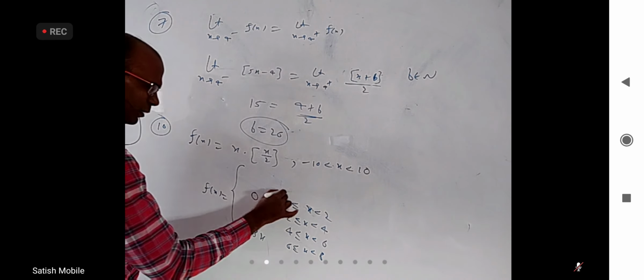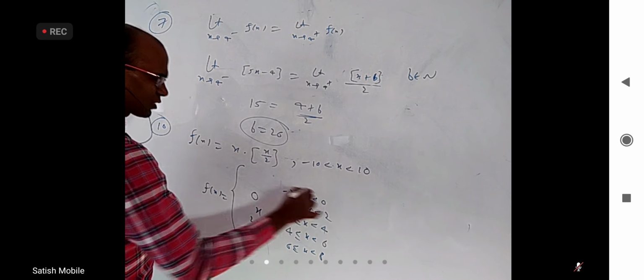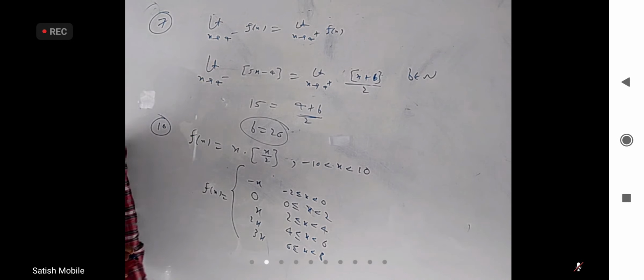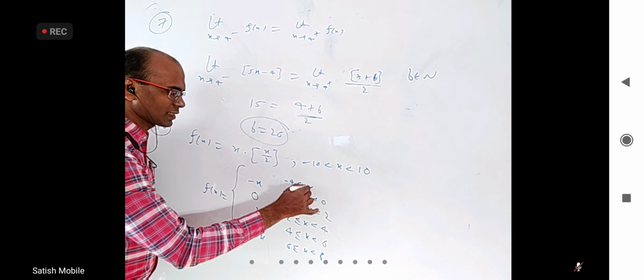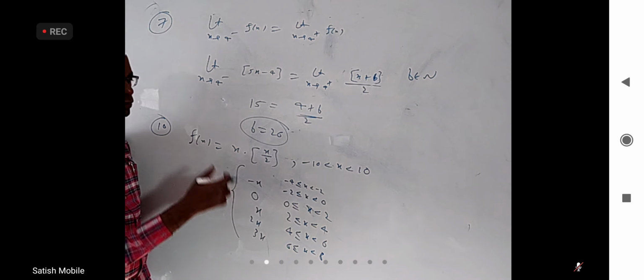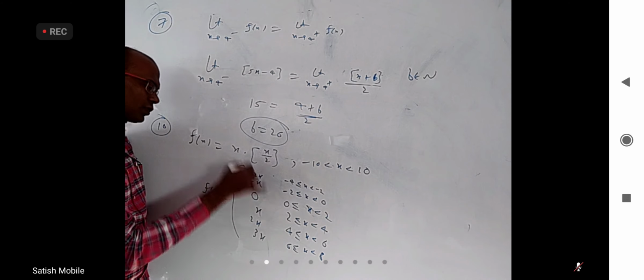If I take minus 2 less than or equal to x less than 0, it will be minus x. And if I take minus 4 less than or equal to x less than minus 2, this will be between minus 2 to minus 1, it will be minus 2x. So on it will go.